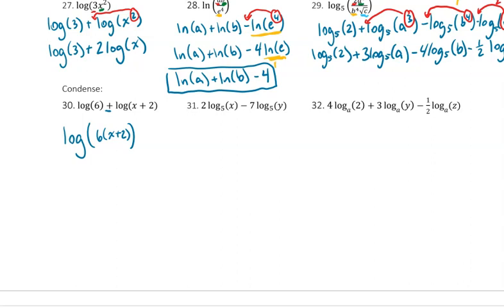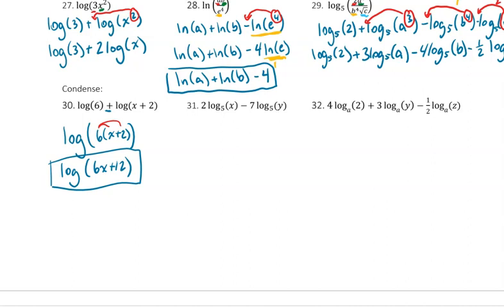And then we can actually simplify that a little bit. We can just multiply that out. So that's the same as log of 6x plus 12. That's condensed. All right, and just keep in mind, anytime it says condense, that means you want to end up with one logarithm. All right, for all of these condensed problems, you should never end up with more than one logarithm. It should always get down to 1.